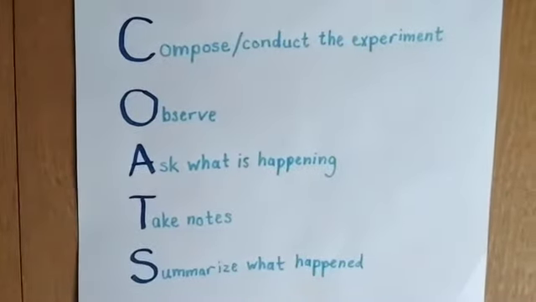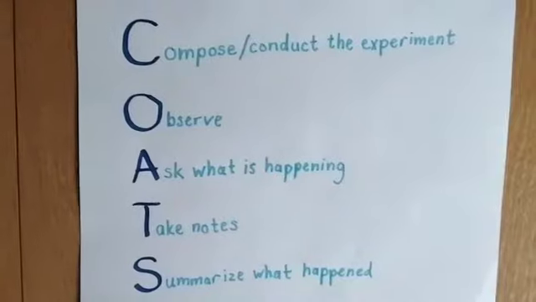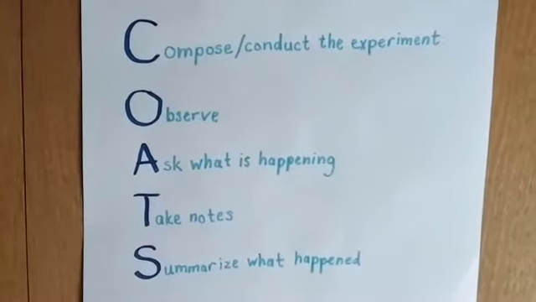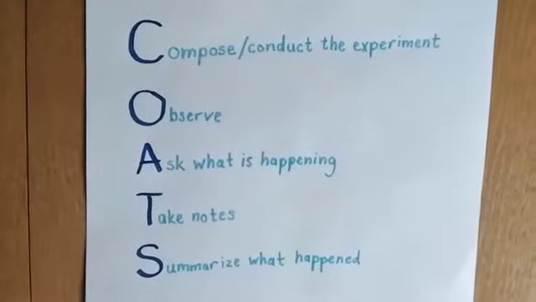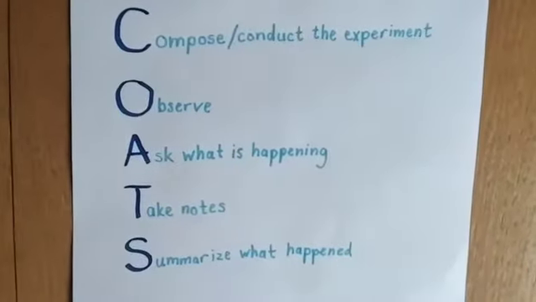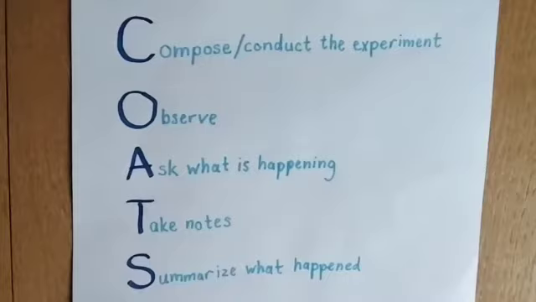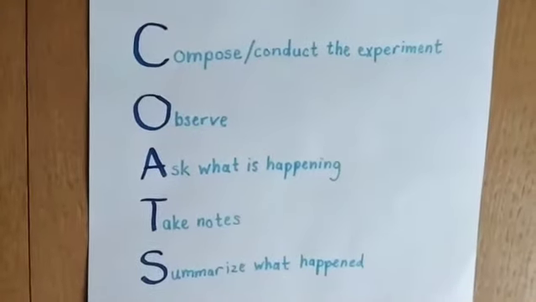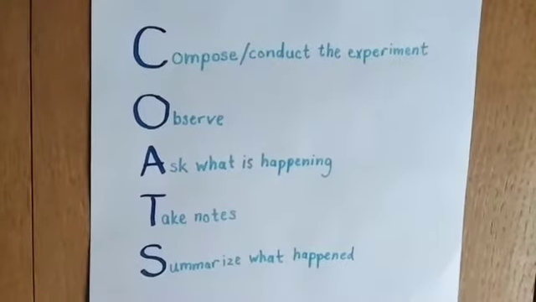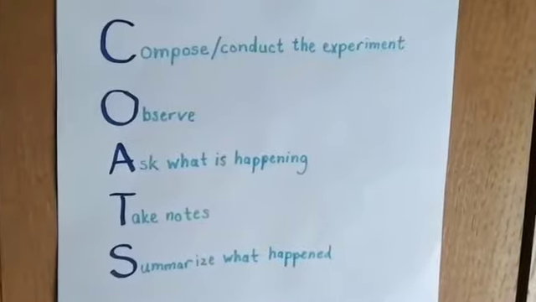The T is very important. That means you can take notes about what is happening, or you can jot down what is happening in each segment. And the S stands for summarize what happened. And that is what we're going to be learning about today in KTI Science.